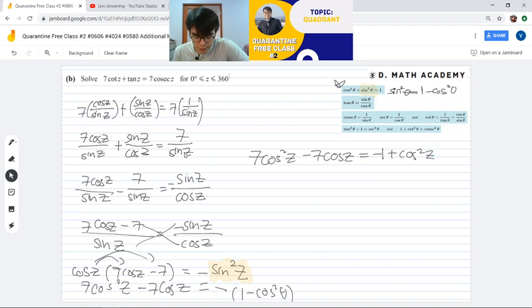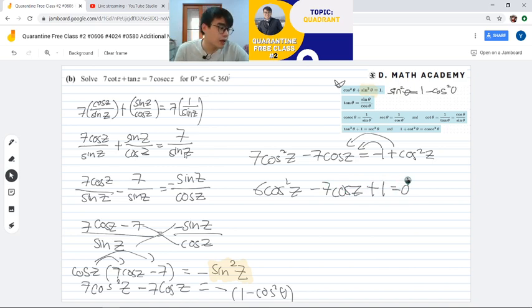Rearrange them by pulling this 2 over here. Then you will get 6 cosine squared z minus 7 cosine z plus 1. This will be your temporary answer. Okay. You will notice that you will have a square, then one without square, and then numbers only. So whenever you notice this arrangement, it means that they want you to factorize it, like your algebra.